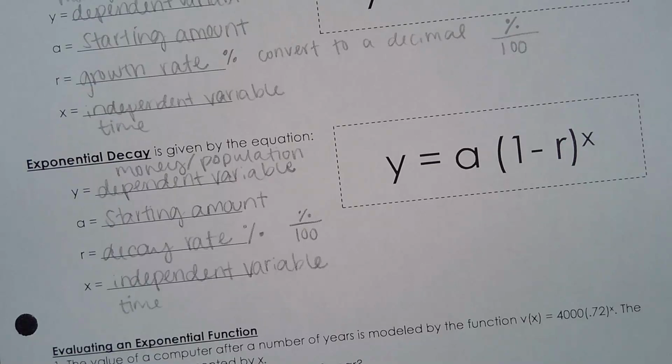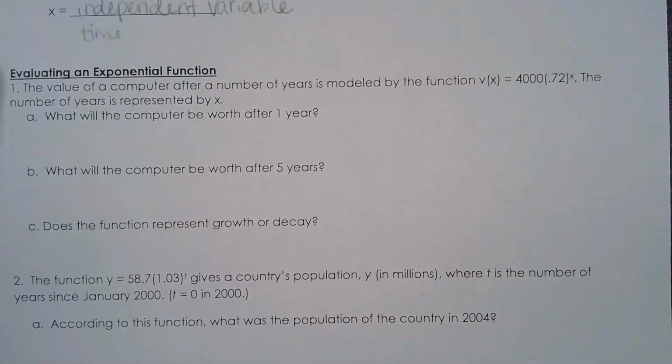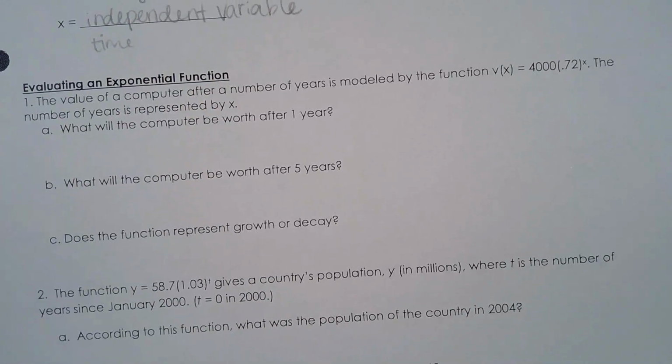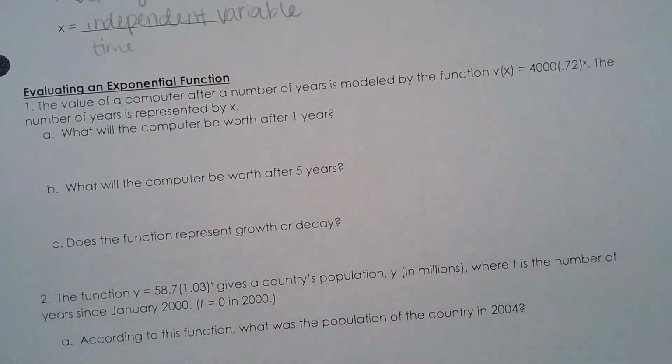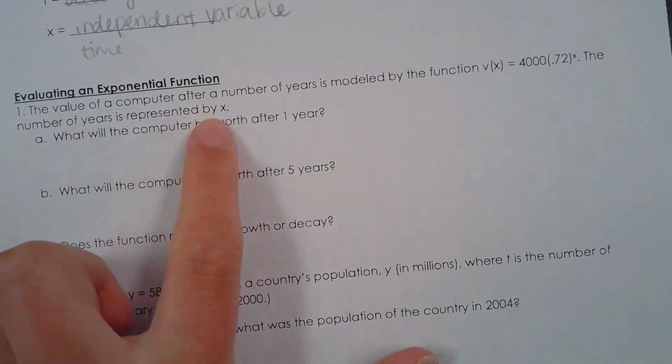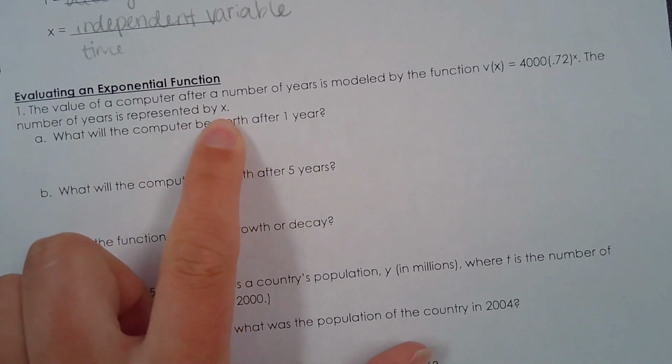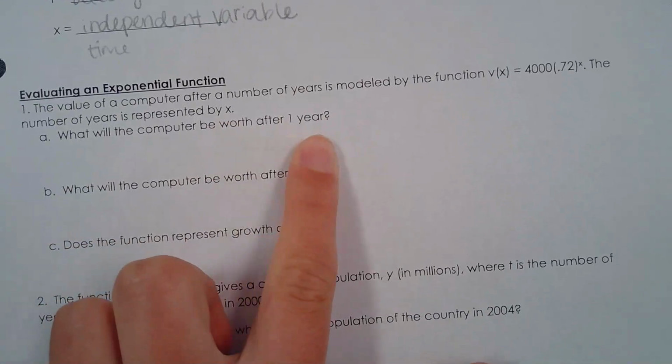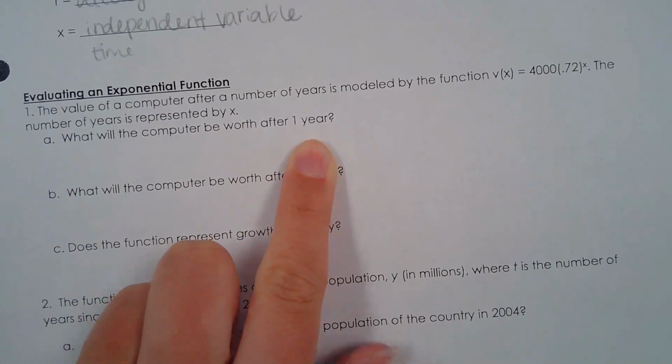All right, so for the first one, has everybody got this written down? It says the value of a computer after a number of years is multiplied by your function right here, and the number of years is represented by x. So what will the computer be worth after 1 year? What do you think we could do? If the number of years is represented by x, they want to know the value after 1 year. So what does x equal?